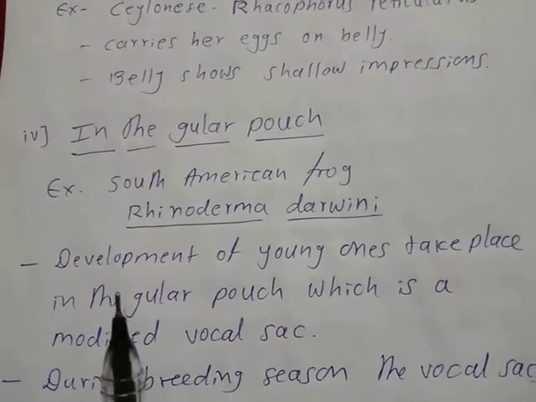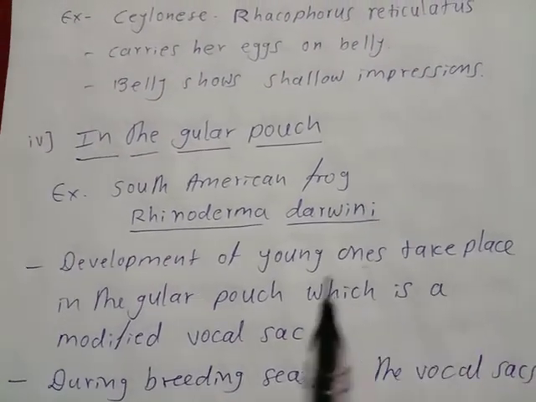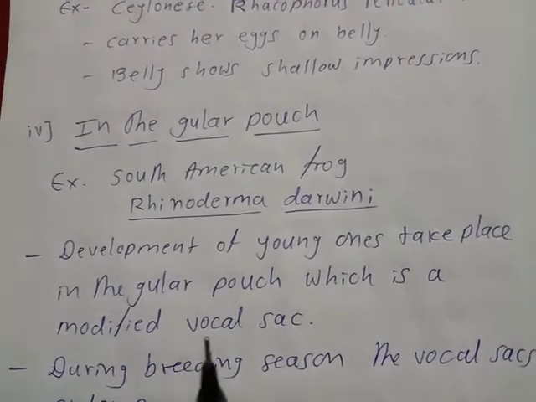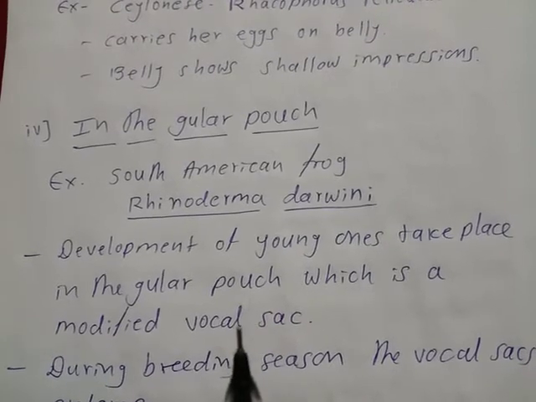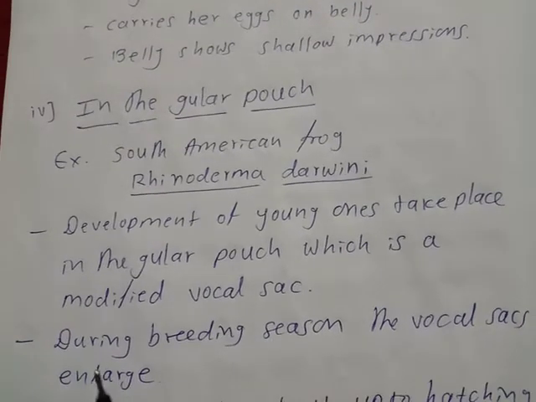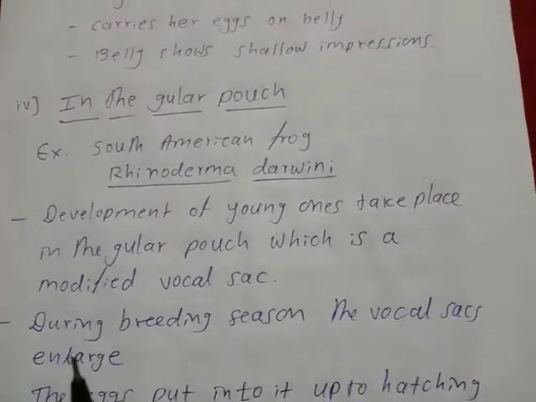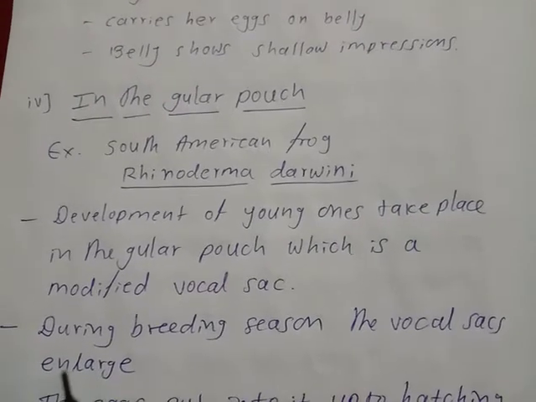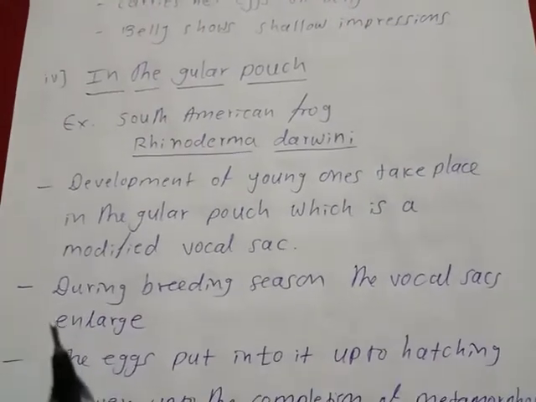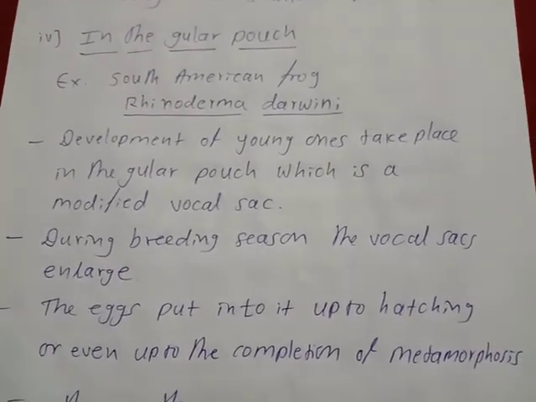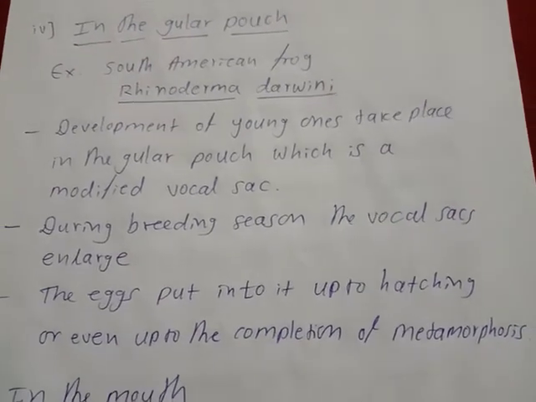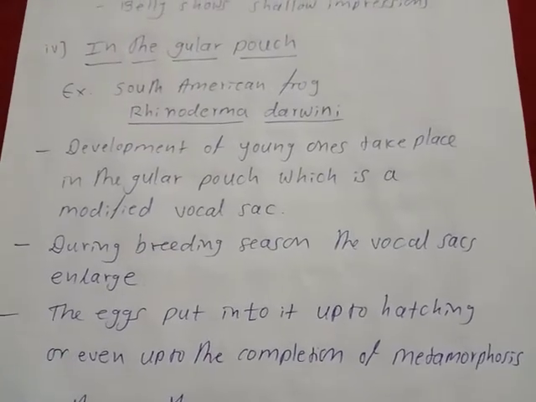In this, the development of young ones takes place in the gular pouch, which is a modified vocal sac. That is, the vocal sac modifies as a gular pouch. During breeding season, the vocal sacs enlarge. That means the enlargement of the gular pouch takes place. The eggs are put into it up to hatching, or even up to the completion of metamorphosis.